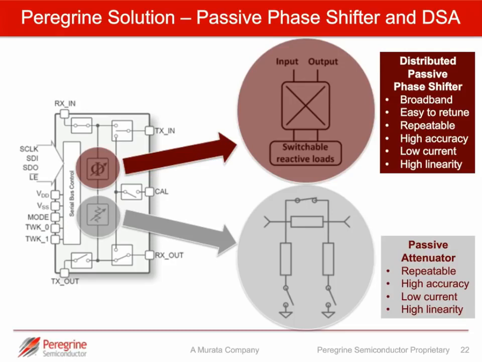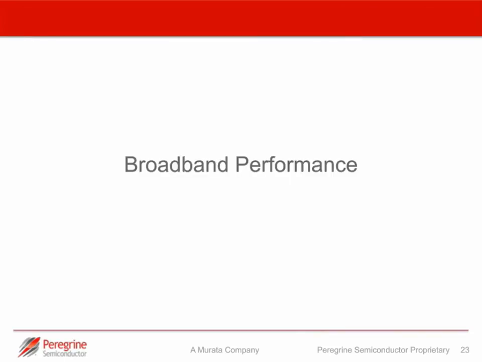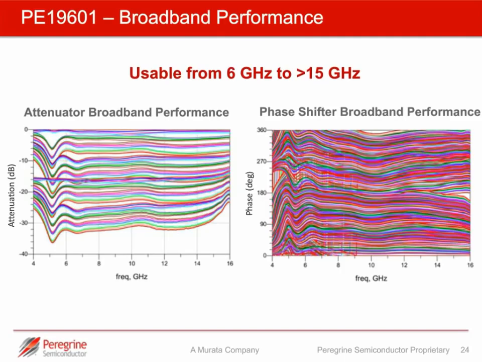So if we move on to how this translates into performance, I'm just going to quickly show a few plots of the achieved results. Again, we're talking about broadband performance, and this is an example showing attenuation on the chart on the left. The vertical scale shows the attenuation, and along the x-axis, from about 6 gigahertz to about 15 gigahertz, the attenuation responses are generally fairly flat, and they cover a range in excess of 30 dB of attenuation over that entire range.